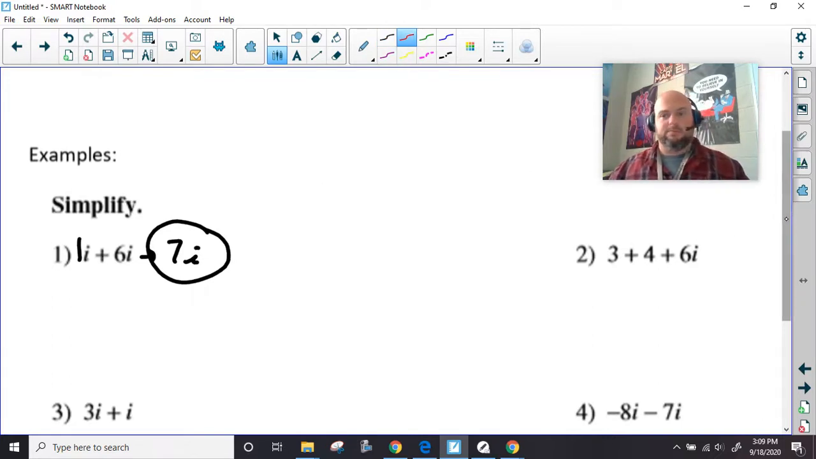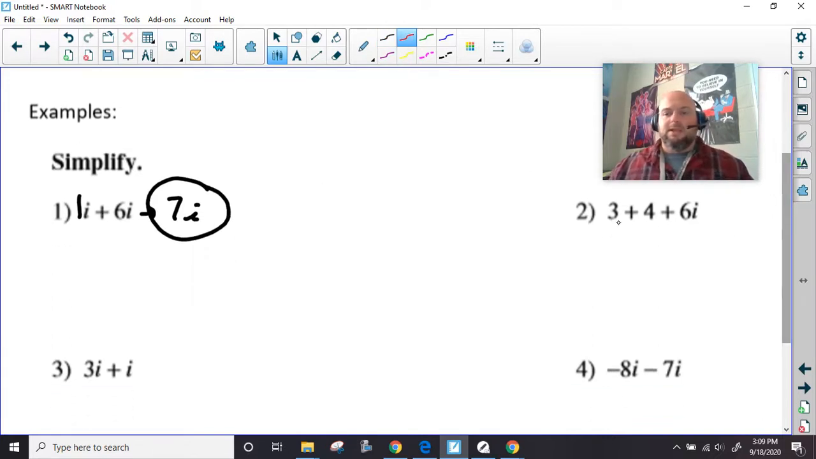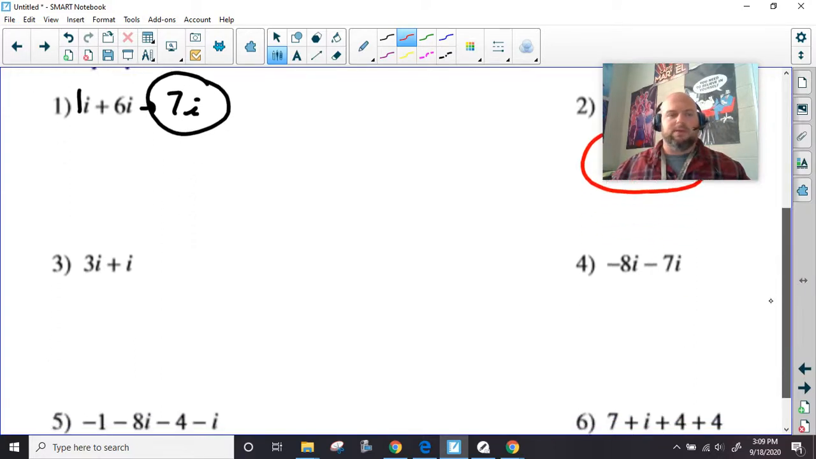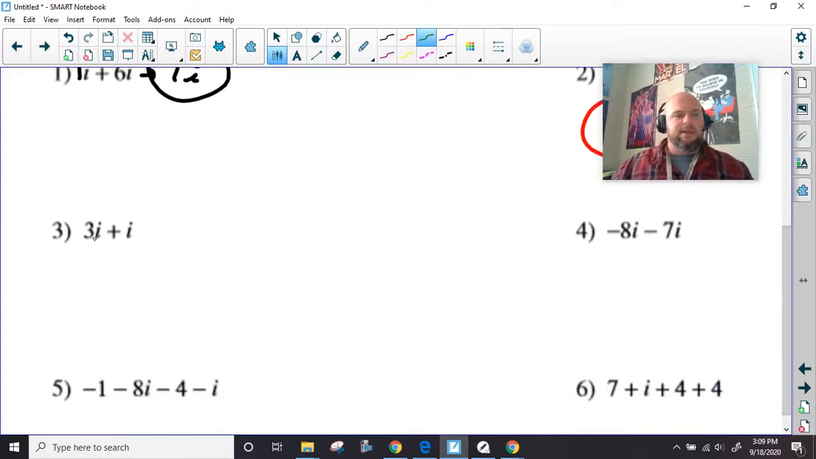Moving on. Super difficult. These are like terms, so I can add these. Well, 3 plus 4 is 7. Do we have any other i's? No more i's. We're i-less. Okay. 3 plus 1, well, that would be 4 and an i.